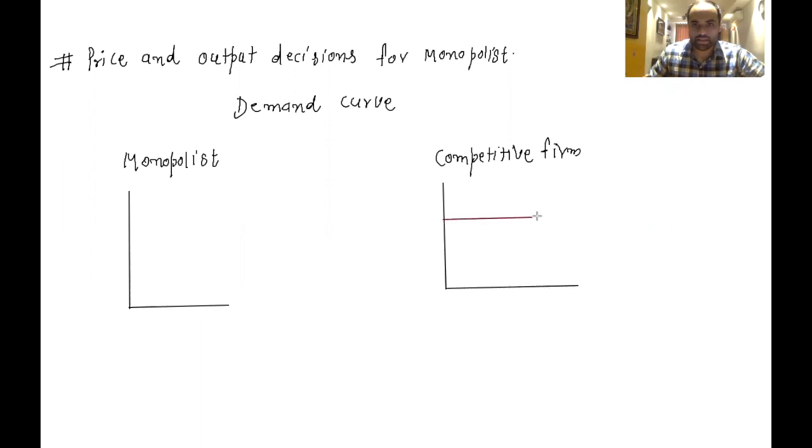So that's the demand curve for competitive firm, right? And that will be the demand curve for monopolist. So this is the demand curve, and this is the demand curve. All right, that's the basic difference. The monopolist demand curve is negative, or downward.